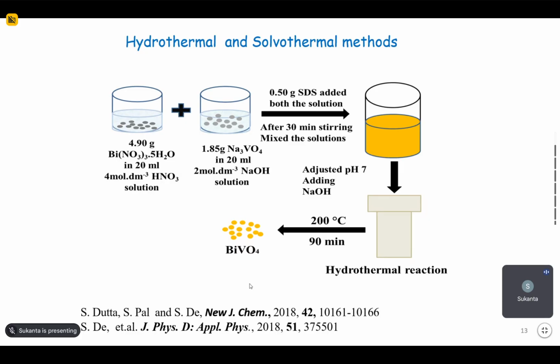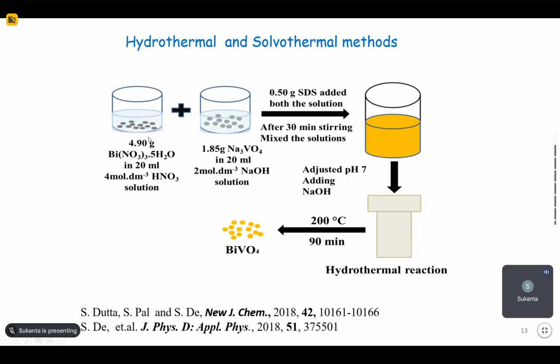Now the hydrothermal and solvothermal method. The method is the same. When we use water instead of an organic solvent, it is called hydrothermal. Otherwise it is called solvothermal. Here, for example, we have prepared bismuth vanadate, which is also a layered material. We have prepared a platelet nanostructure of bismuth vanadate.